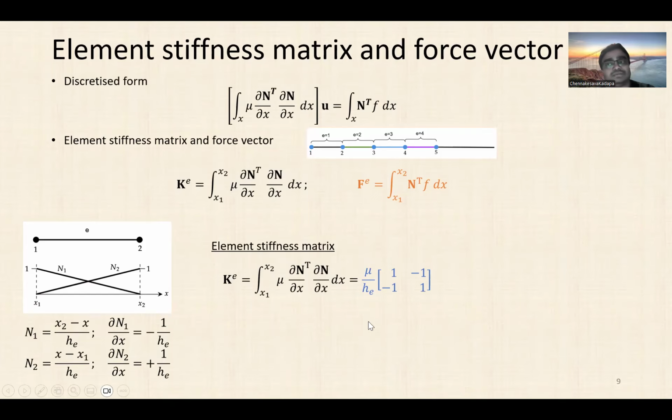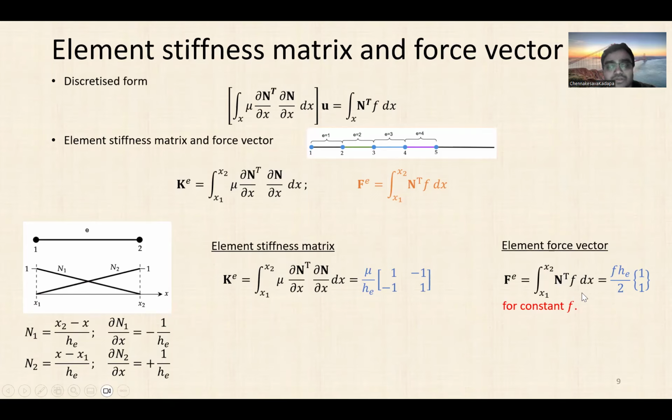So there are so many problems that we can solve using the same formulation just by changing the physical meaning of the parameter. So this is our stiffness matrix, and similarly we can derive the force vector by assuming that the source f is a constant. This expression is not valid when f depends on the coordinate x.